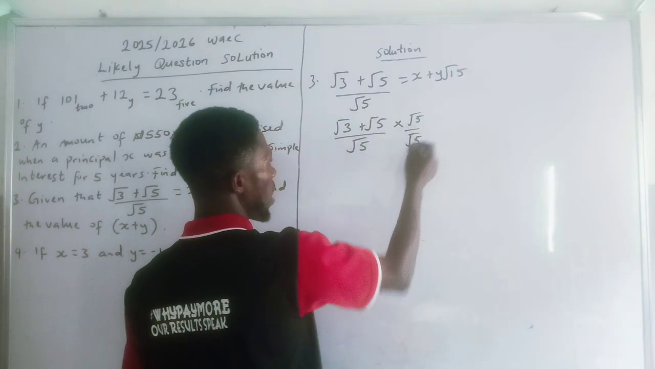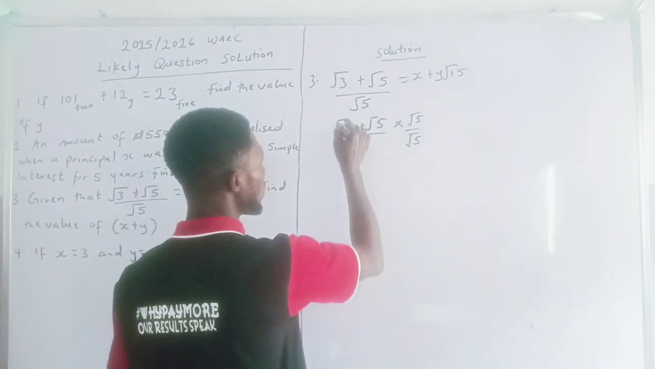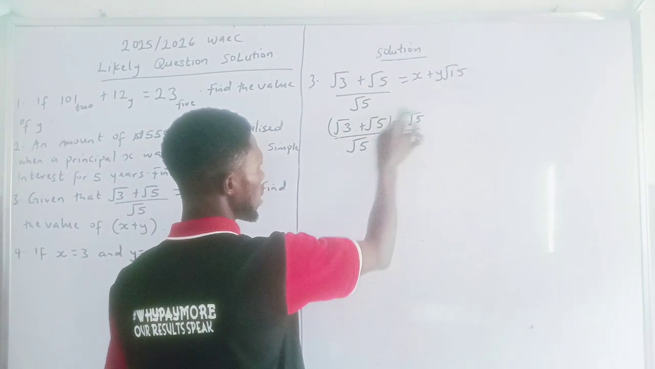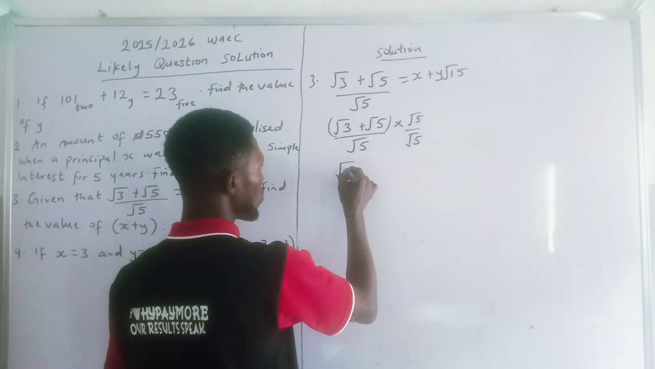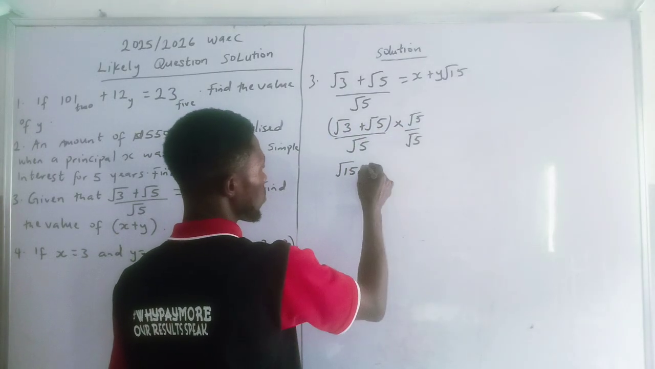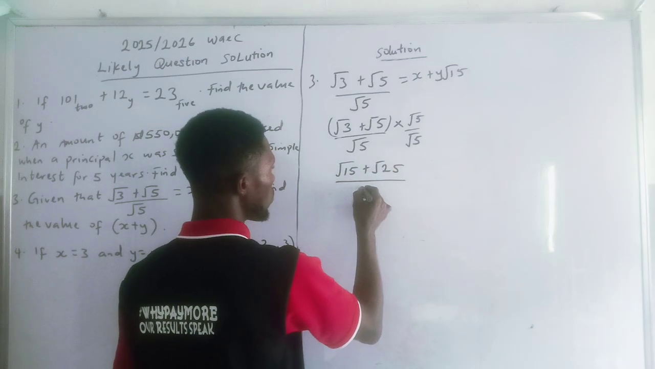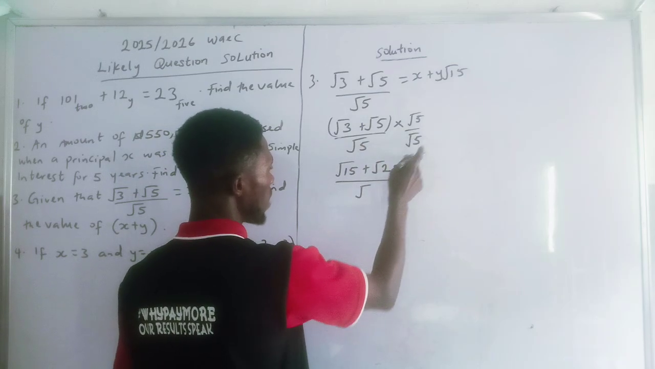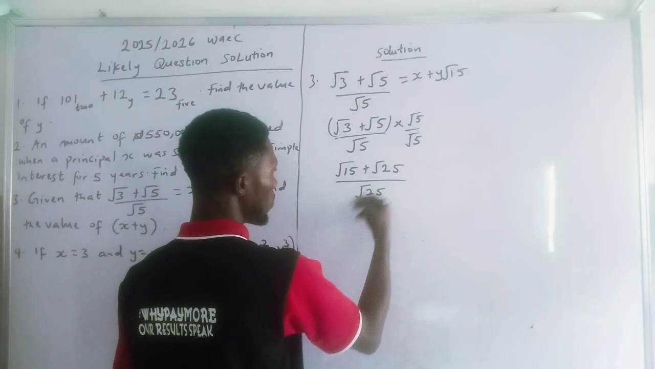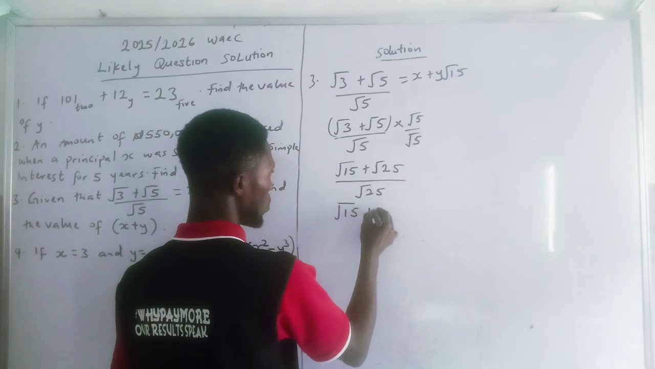Square root of 5. That is the meaning of rationalization. So from there we have this. Root 3 times root 5 is root 15. Then root 5 times root 5 is root 25, all over root 5 times root 5, which is root 25. From there, we can now have our root 15, then plus root 5.